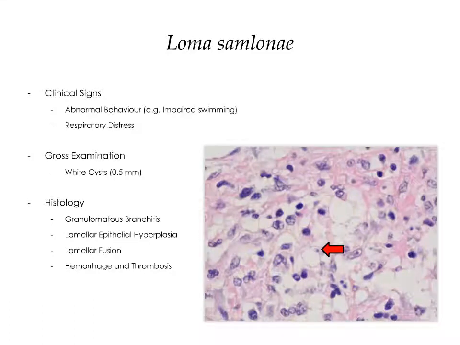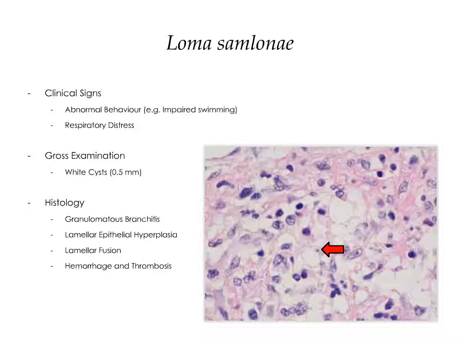Clinical signs associated with infection include abnormal behavior and respiratory distress. Examples of abnormal behavior include impaired swimming. On gross examination, you may find scattered white cysts in a variety of tissues. These are generally 0.5 millimeter in diameter.